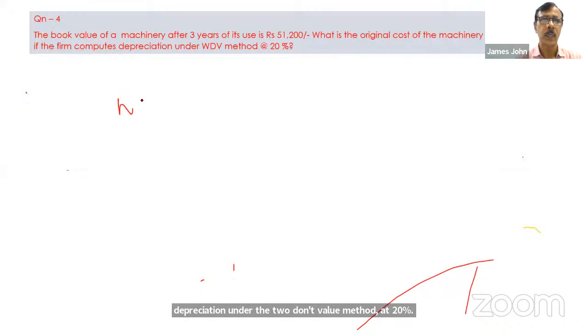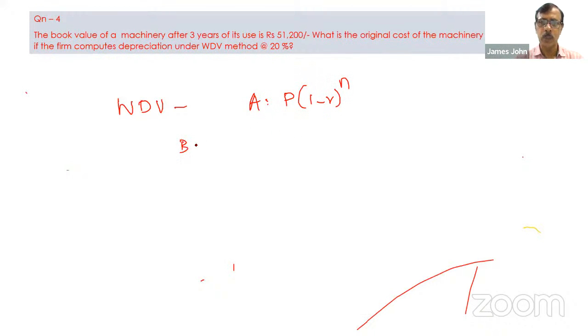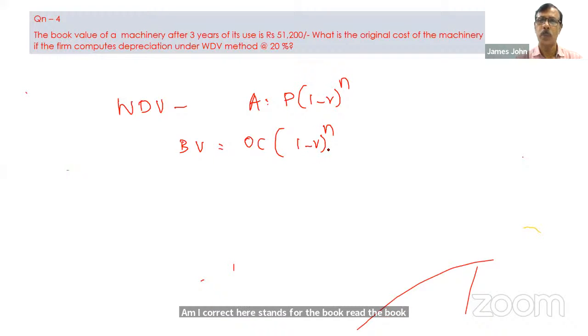Now, the next is: the book value of a machinery after 3 years of its use is 51,200. What is the original cost of the machinery if the firm computes depreciation under written down value method at 20%? So here the method is written down value method. And here the formula is A is equal to P into 1 minus R the whole raised to n, or I can put the book value is equal to original cost into 1 minus R the whole raised to n. Am I correct? A stands for the book value.